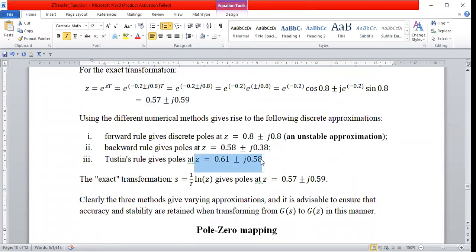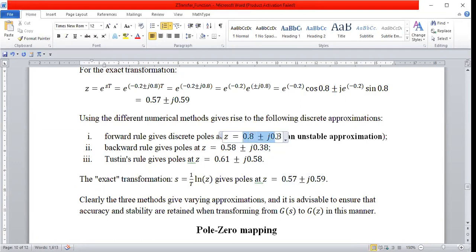Then for the trapezium rule, which is also called Tustin's rule, we got this. And the exact approximation, which is the most correct approximation, we got this. Then this class is on the Z transfer function. We'll have 2 more classes. After that, we do stability.